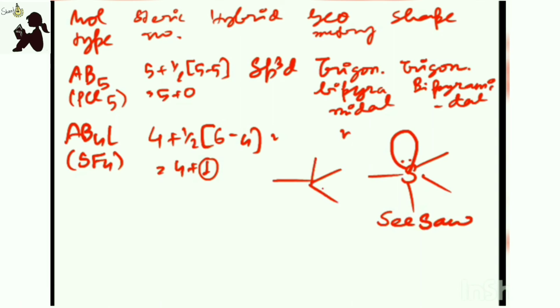I'm going to just draw for you the shape of this, PCl5. We are seeing that this bond is removed because it has a lone pair here, so its shape comes seesaw. Next is AB3L2. That will be our ClF3.